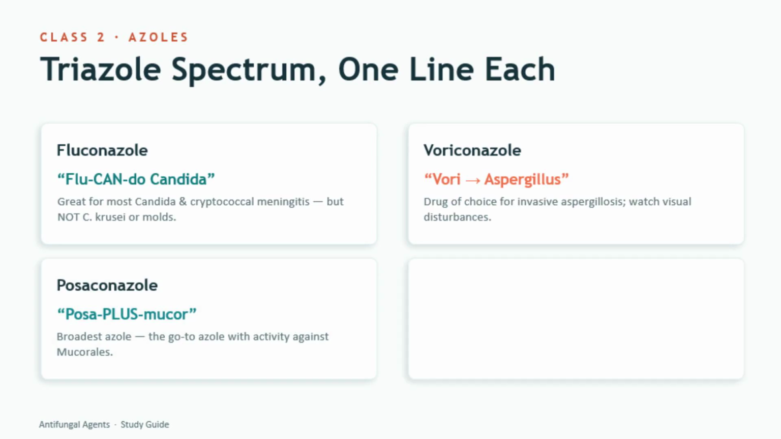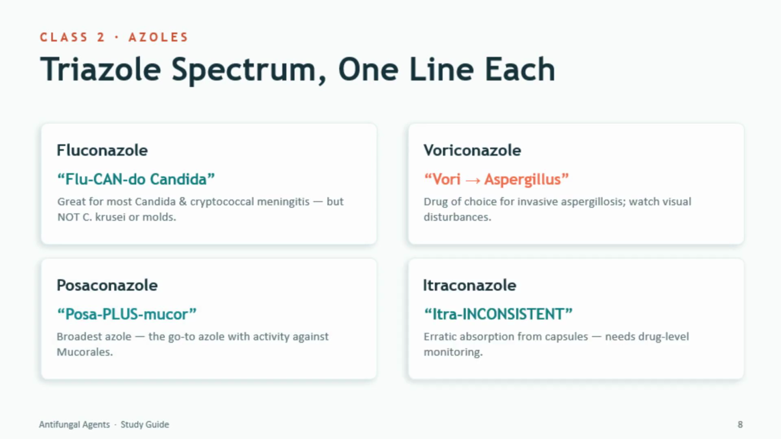Let's give each major triazole a one-line personality so you never mix them up. Fluconazole, "flu can do candida", great for most candida and for cryptococcal meningitis, but it can't handle C. cruzi or the molds. Voriconazole, "vori to aspergillus", the drug of choice for invasive aspergillosis. Just watch for those visual disturbances patients describe.